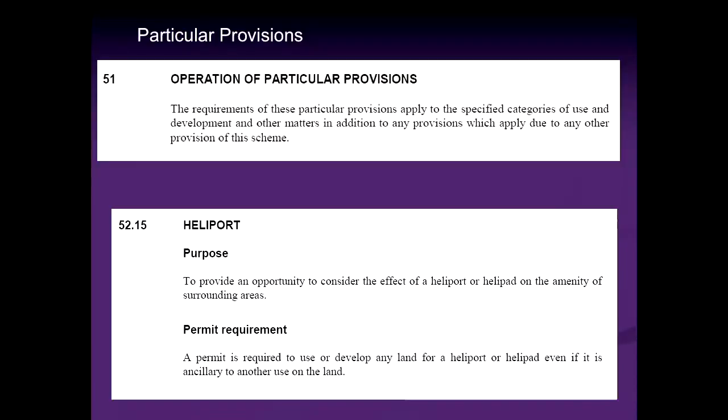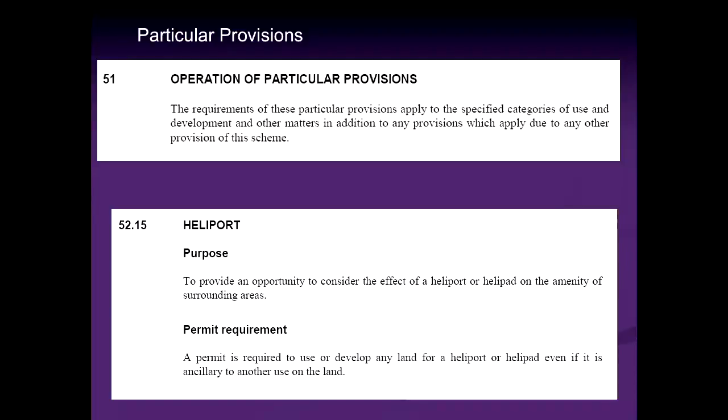So, and then we have particular provisions. So zones and overlays are fairly big picture stuff. They catch a range of activities, uses and development. We have specific things that we target. An example here that I use because it's something I made a mistake on way back in 1996 was a heliport. And it says here, you need a permit to use or develop land for a heliport or helipad, even if it is ancillary to another use on the land.